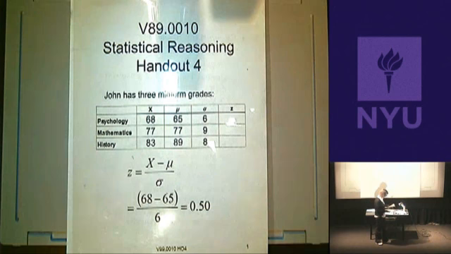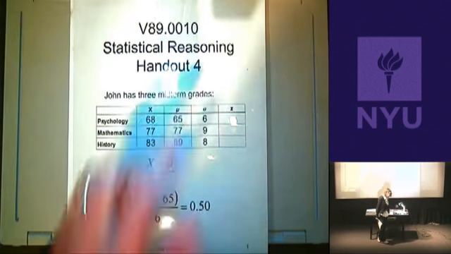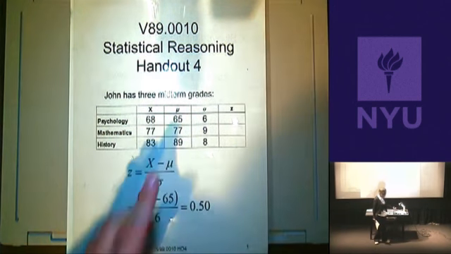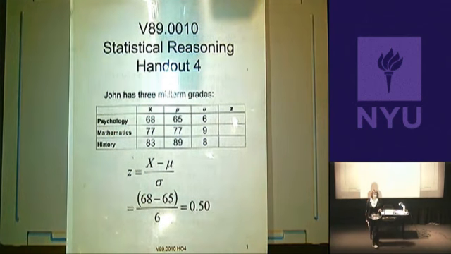Okay? And this is John. John has 3 midterm grades. And what you need to know when you look at these grades is you need to know the mean of the exam he's talking about, and you need to know the standard deviation. So the formula for a Z-score is very simple. It's how far, because this is what we just talked about, it's how far is my score from the mean divided by the standard deviation. How far is my score from the mean in standard deviation units?